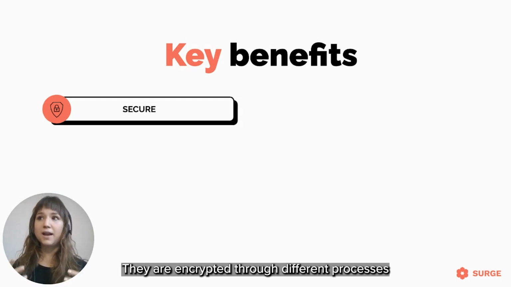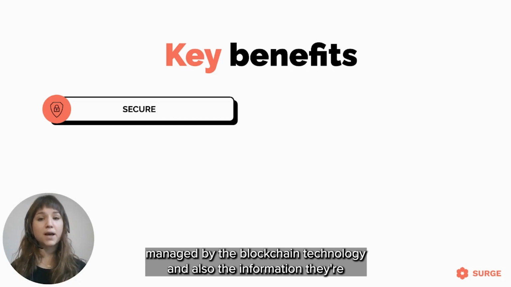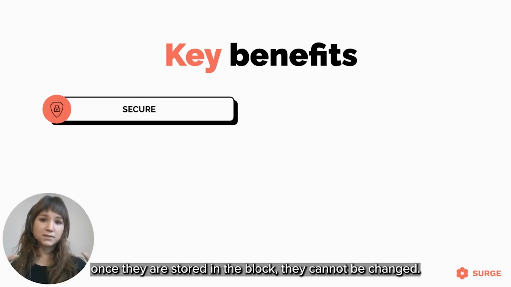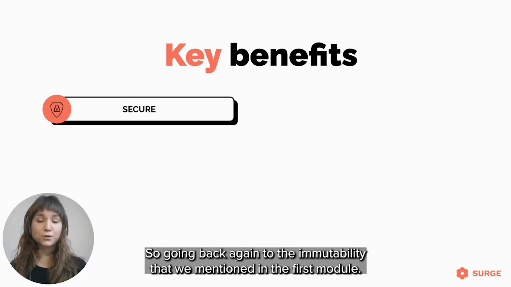They are encrypted through different processes managed by the blockchain technology. And also the information they are processing, the results they give, are persisted on the blockchain, which means once they are stored in a block, they cannot be changed. So going back again to the immutability that we mentioned in the first module.